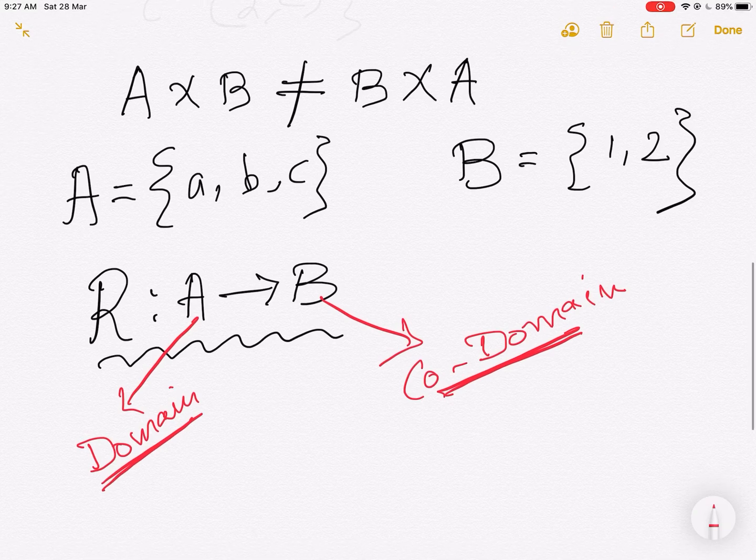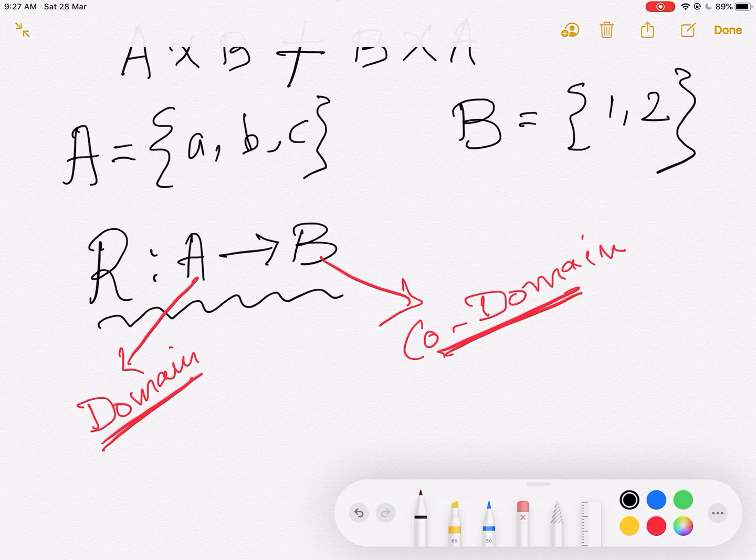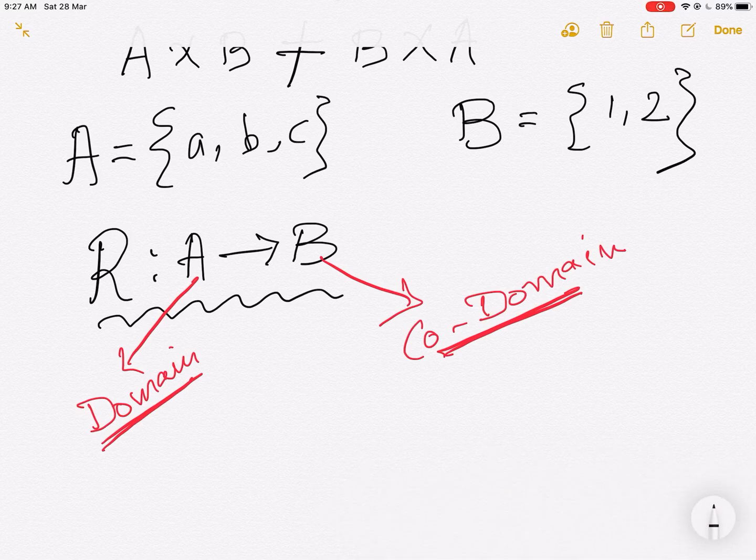Now basically, what is R? R is nothing but a subset of the Cartesian product of A and B. So basically, R is a subset of A cross B, which means any subset of A cross B defines a relation from the set A to the set B. And as you all know, by subset we mean a portion.